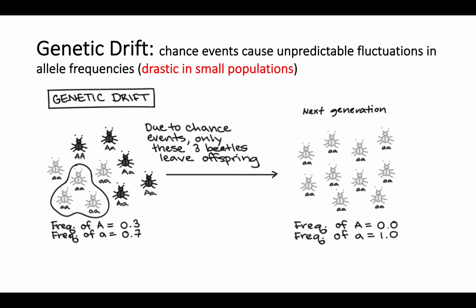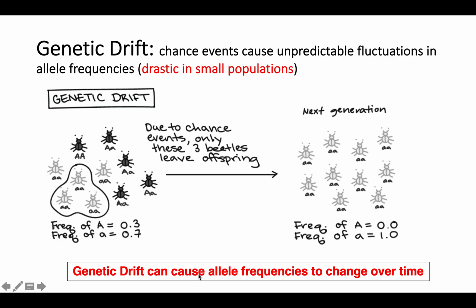Genetic drift. This is an example that is very drastic in small populations. Genetic drift is the chance event caused by unpredictable fluctuations in allele frequencies. For example, a hurricane, a tree falling, a wildfire, any kinds of those. So here, a chance event changed the population so that only these 3 beetles were around, the next generation then has very limited genetic diversity. So genetic drift can cause allele frequencies to change over time and therefore have the population evolve.